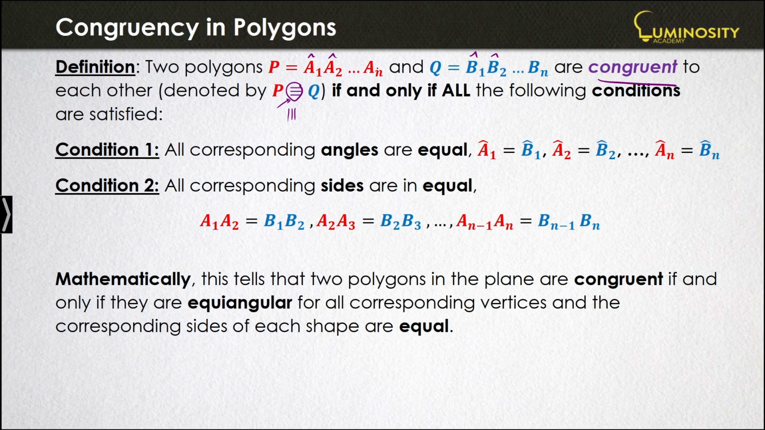But now, instead of the corresponding sides being in proportion to each other, as in similarity, with congruency, condition 2 stipulates that all corresponding sides are equal in length. So if you look at the side A1, A2, it must be equal to the side length B1, B2. If you look at A2, A3, it must be equal to B2, B3, all the way up to the last sides. Mathematically, this tells us that two polygons in the plane are congruent if and only if they are equiangular for all corresponding vertices, and the corresponding sides of each shape are equal instead of in proportion. So that's the key difference between congruency and similarity.